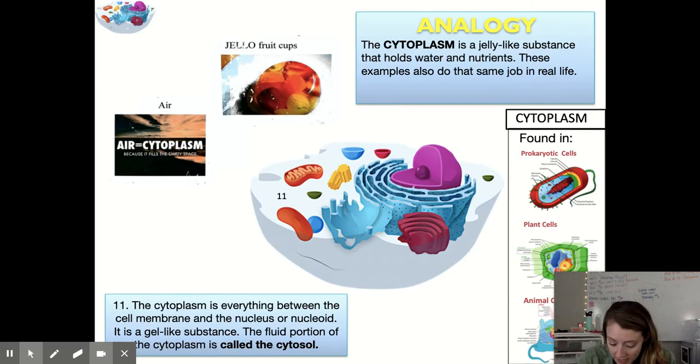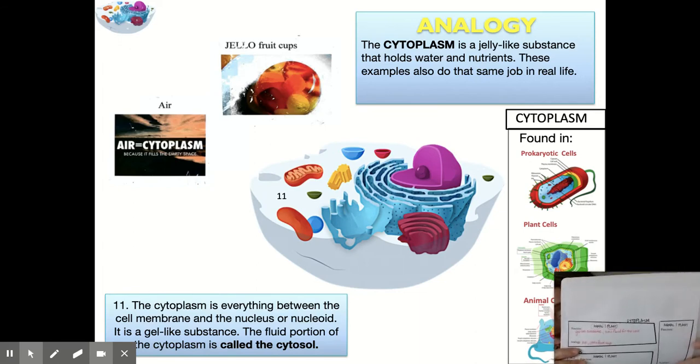You can also say a Jell-O fruit cup would be like the cytoplasm. So that Jell-O would actually be the cytoplasm, and the fruit would kind of be like the organelles, right? So the Jell-O would kind of protect it. It also holds some of that sugar and stuff to keep the fruit from going bad, all right? So that's what you're going to do for each one of these.